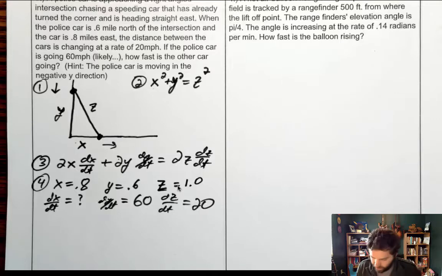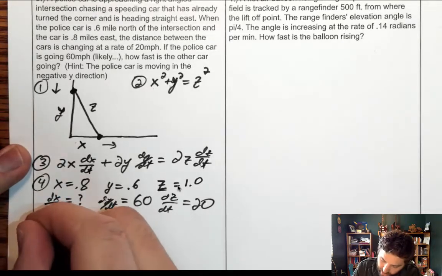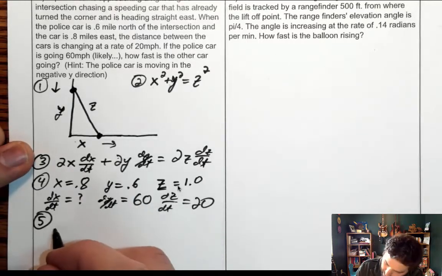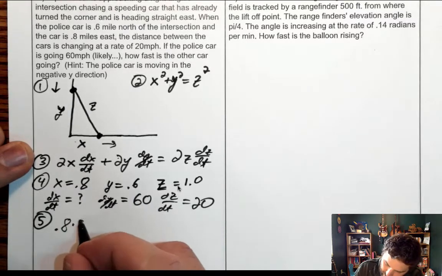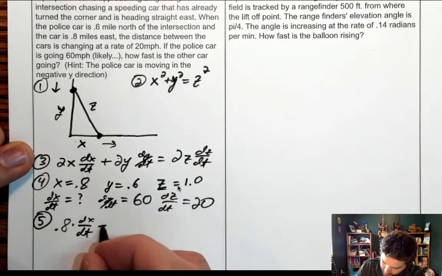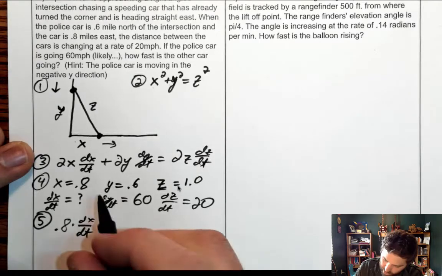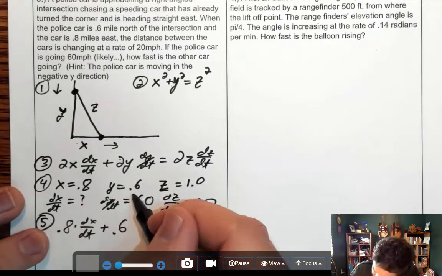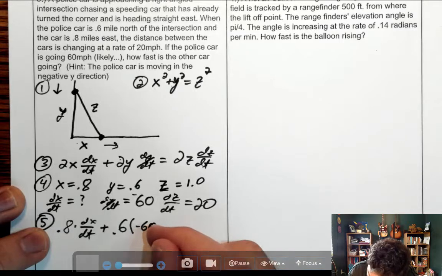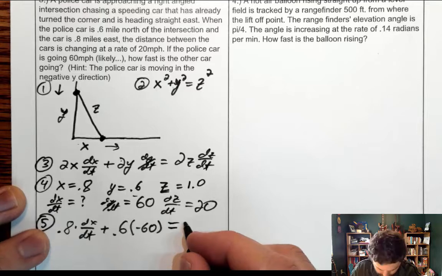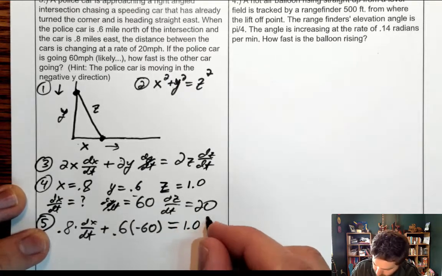So now I can go on to step 5. In step 5, I'm going to plug in everything that I know into the equation and then solve. So I will get 0.8 for x times dx/dt plus 0.6 for y times dy/dt. Again, I'm dropping the 2's out because the 2's drop out. Okay, yes, we need this to be negative 60, because he's moving in the negative direction. And then that's going to be equal to 20 times 1, or 1.0 miles times 20.